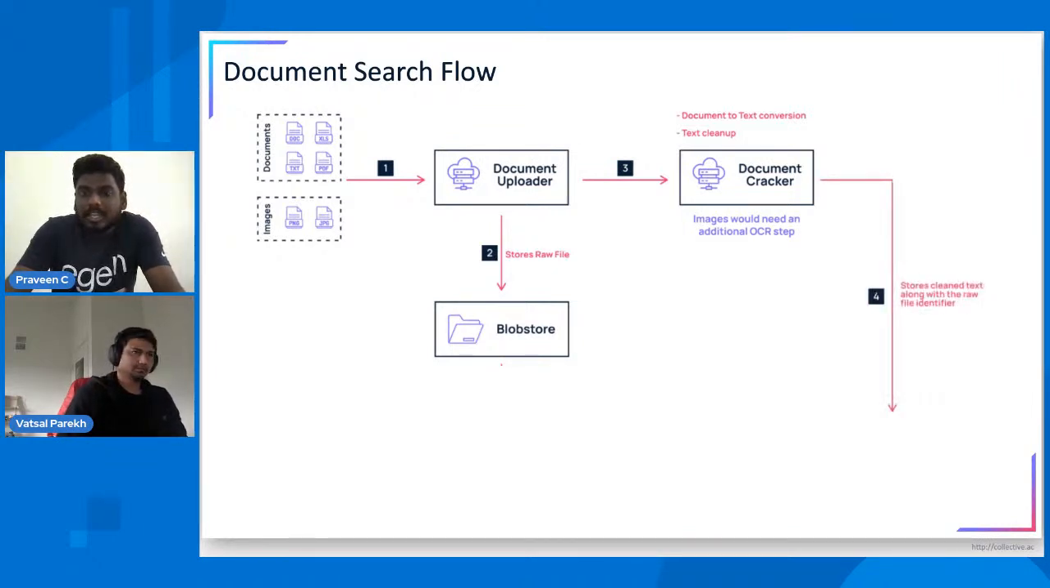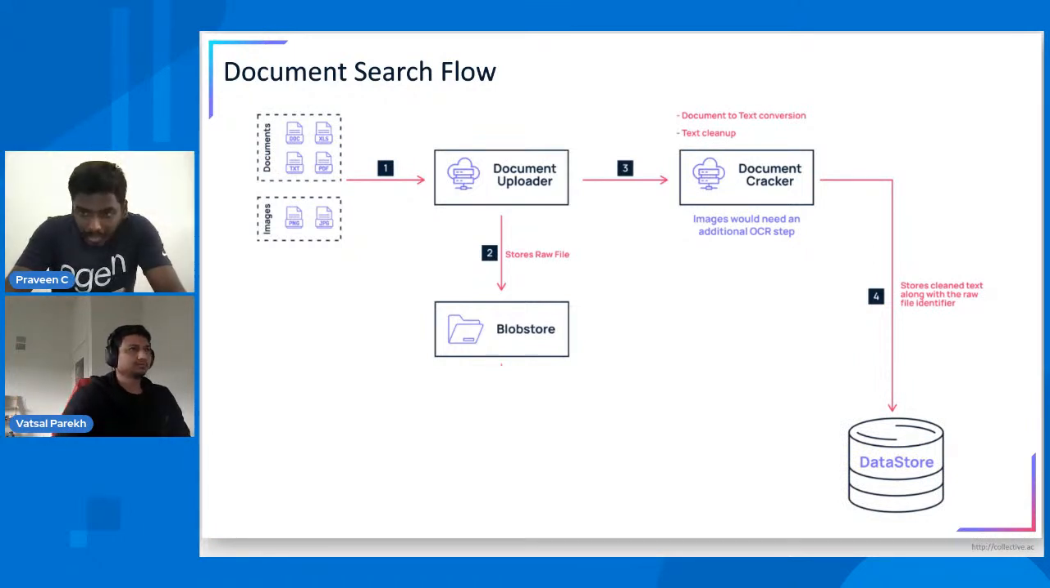Now once the document is cracked and the text is extracted and cleaned up, we'll need to store it in a data store, correct? So that's the next step in the flow. Once we index and store these files there, now comes the search part. We have our data sitting in the data store, and we need the user to provide a search string, and then we need to extract the particular file for that search string, right? So we extract the search string from the user.